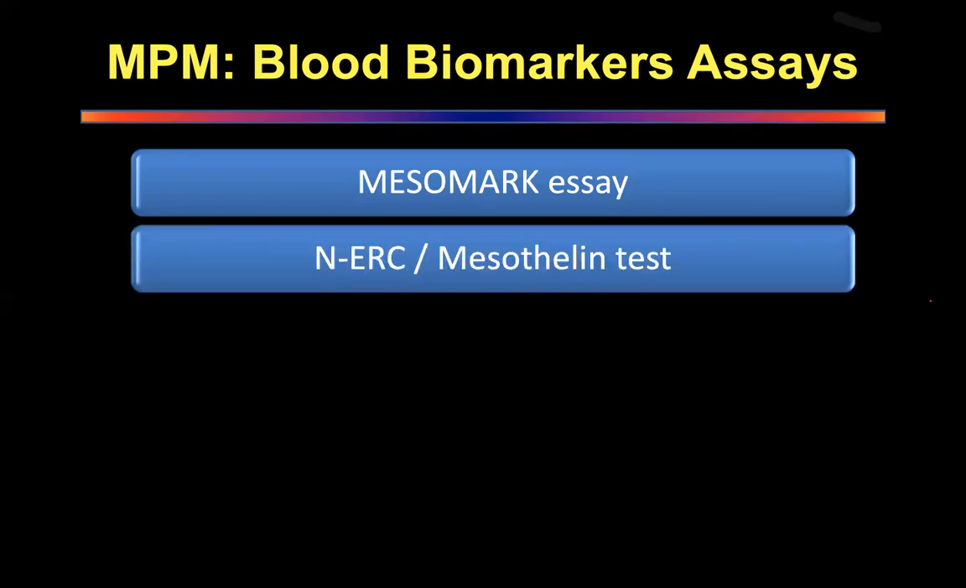The other is NERC, which is also called a mesothelin test. This is a protein which is secreted by the mesothelioma. When the blood is sent to the lab, they use an antibody to the mesothelin, and the reaction of the antibody to that mesothelin protein is interpreted by an assay to give you a percentage. So it gives you a percentage activation.